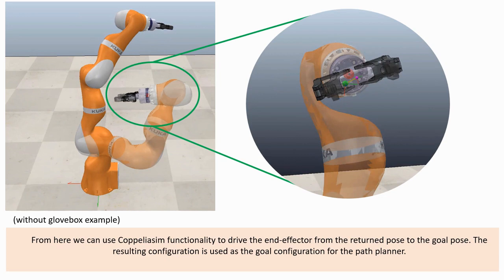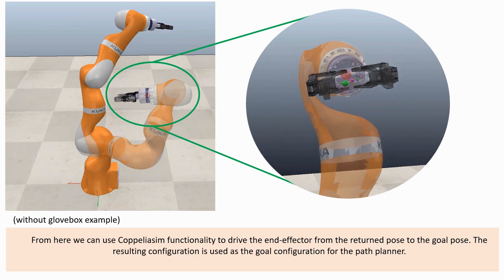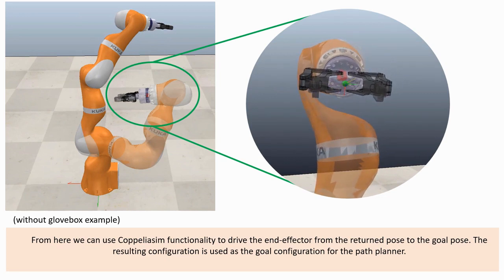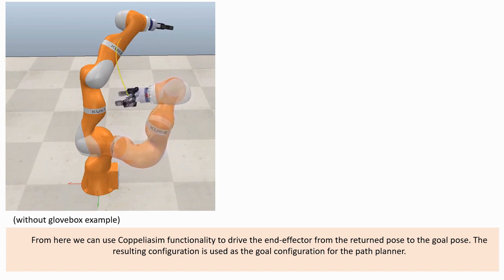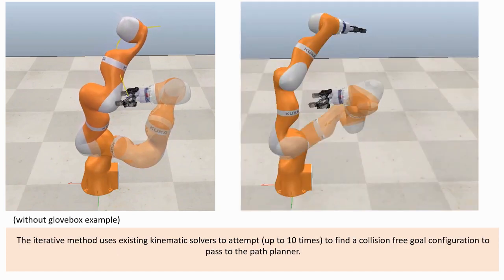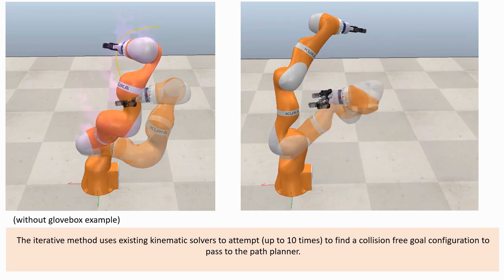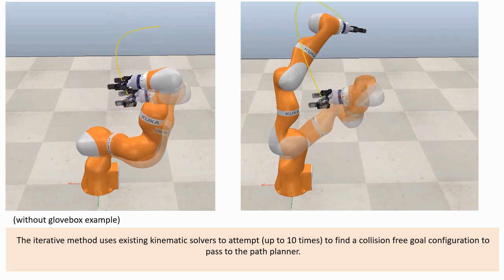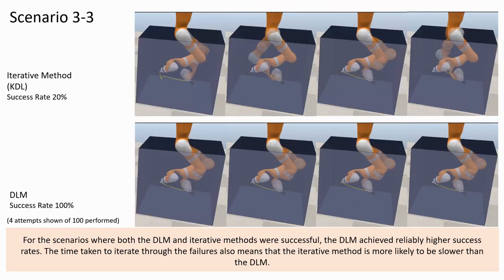From here, we can use Cartesian control functionality to drive the end effector from the returned pose to the goal pose. The resulting configuration is used as the goal configuration for the path planner. The iterative method uses existing kinematic solvers to attempt up to 10 times to find a collision-free goal configuration to pass to the path planner.